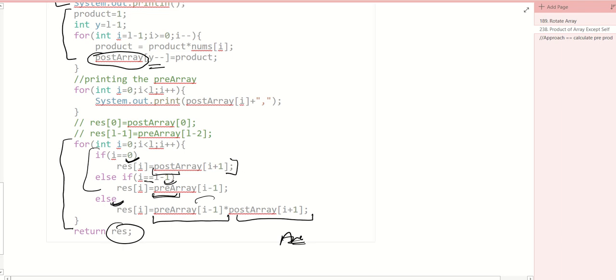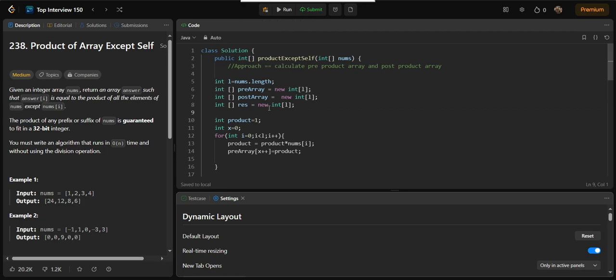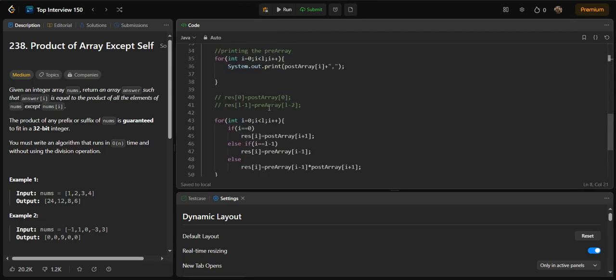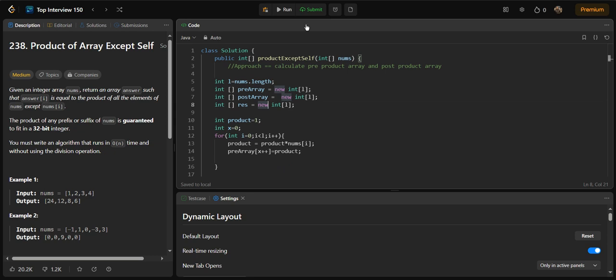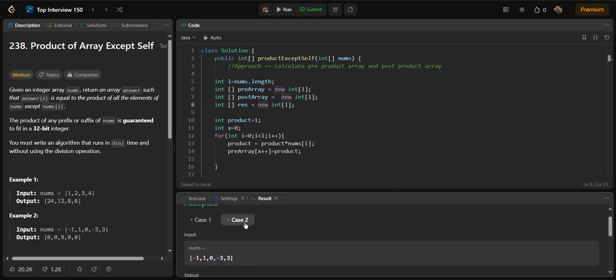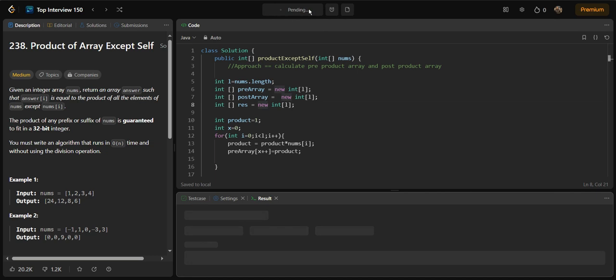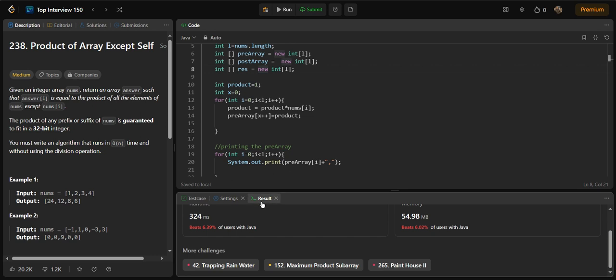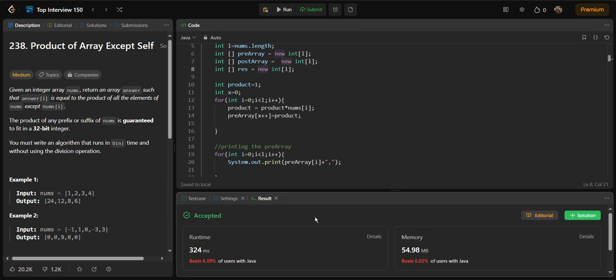Let me show it in LeetCode as well. I have written the same code in LeetCode, and if I try to run it, let me run it and then I'll submit it. Okay, I ran it and it passed the initial test cases, case 1 and case 2, and let me try to submit it. Okay, it got submitted, and you can see that it passed, everything is submitted.